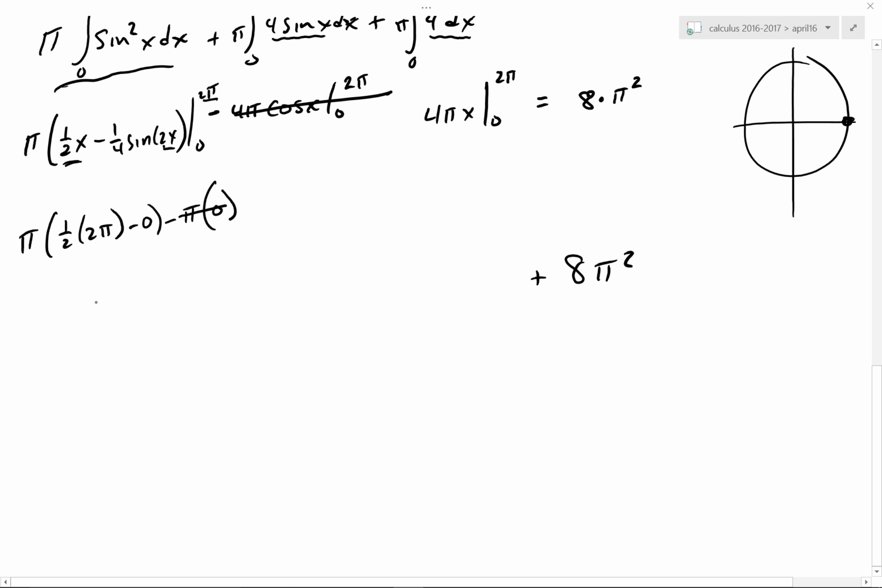And so this is what I'll end up with. So this goes away. This times this times this, those guys cancel. It's going to be pi squared. So pi squared plus 8 pi squared is 9 pi squared. That is my volume. This will be measured in units cubed.